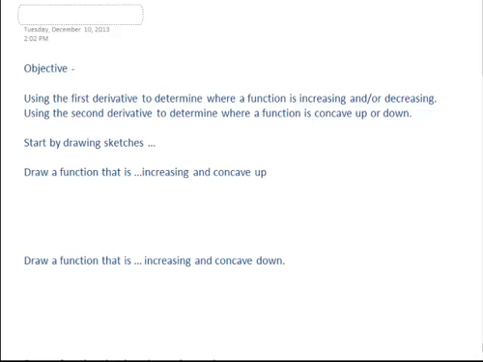Hello calculus people. Today I want to talk about the first derivative and the second derivative and how we use it to determine when a function is increasing or decreasing, and how we can use the second derivative to determine where the function is concave up and concave down.